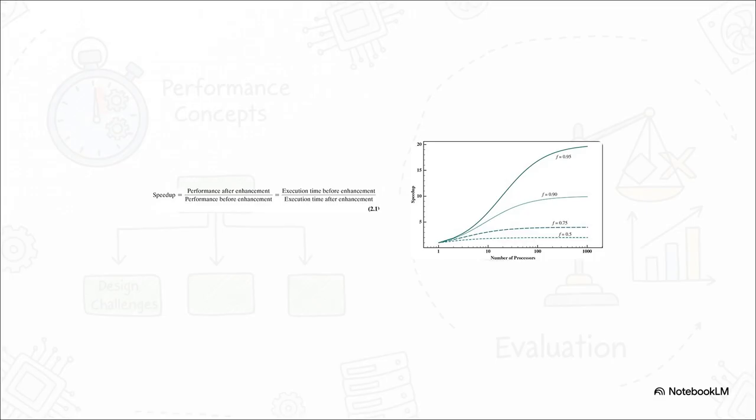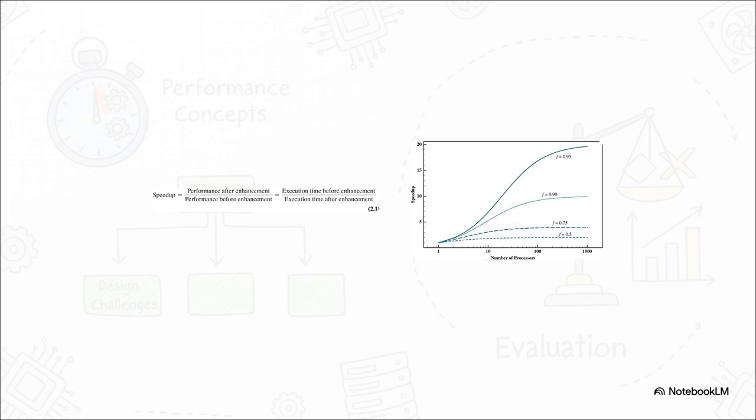The different trend lines represent F, the fraction of the code that can actually be parallelized. Think about a scenario where 50% of your code is parallelizable. Notice how your total overall speedup maxes out at just 2x? And that is even if you throw 1,000 processors at it.